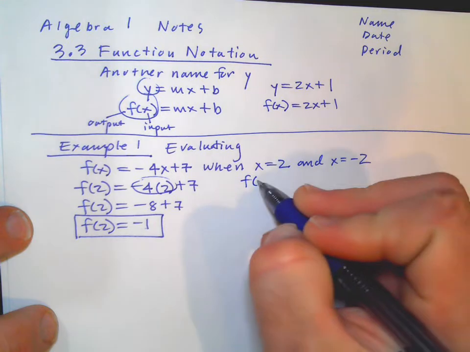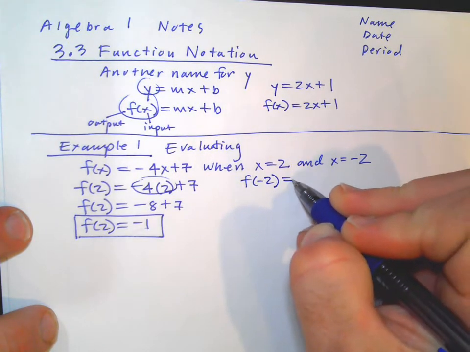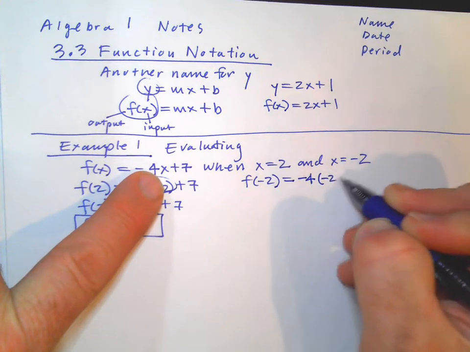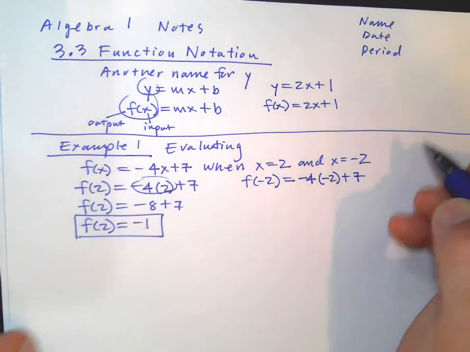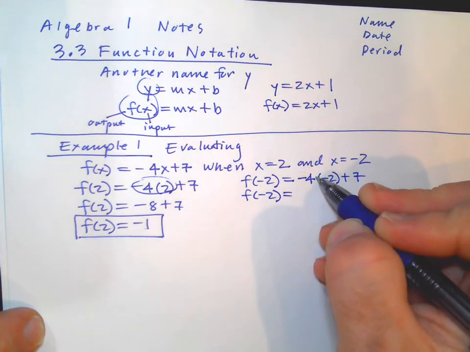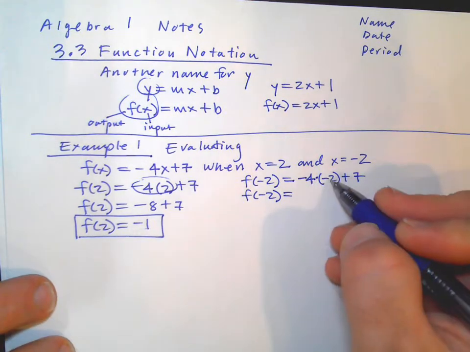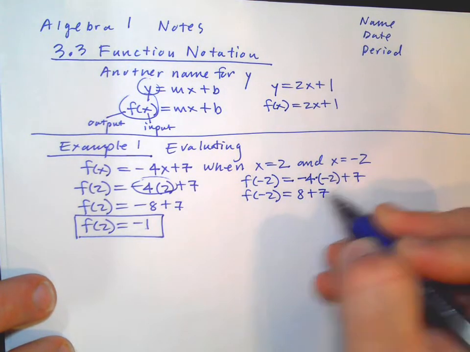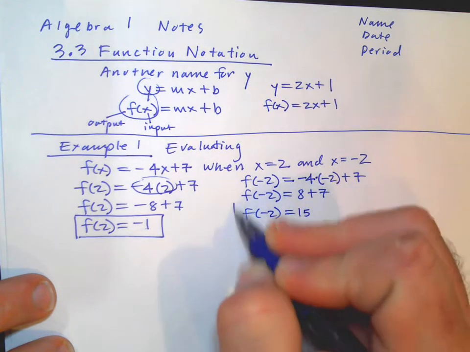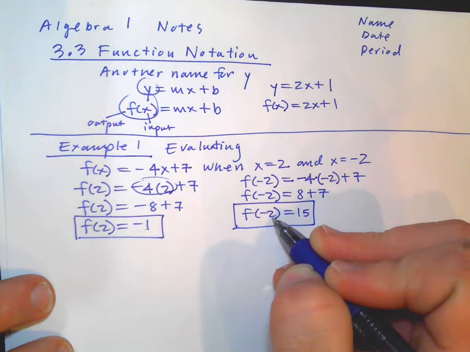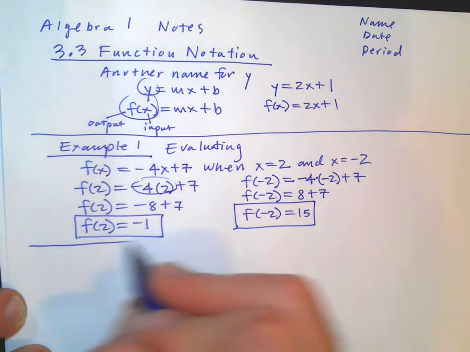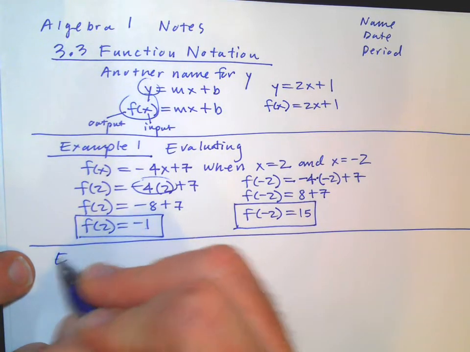So we can do another one with negative 2. Same thing. We're going to rewrite the equation exactly as it is, and wherever we see an x, put parentheses negative 2. Always put it in parentheses. That'll help remind you that this is multiplication, right? Negative 4 times negative 2 is positive 8. Negative times negative is positive. And 8 plus 7 is 15. So f of negative 2 is 15. When you plug in negative 2, you get 15 out. So that's just evaluating it.